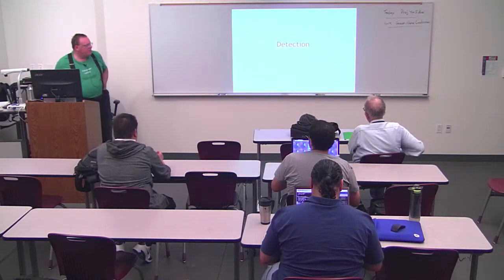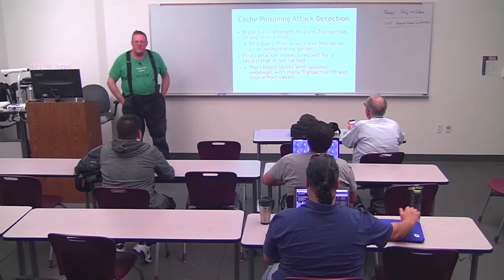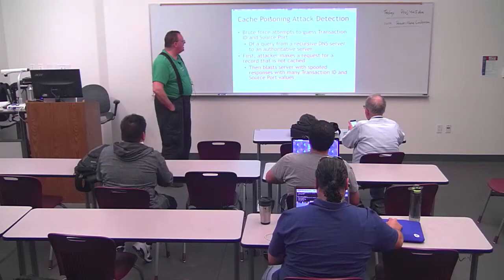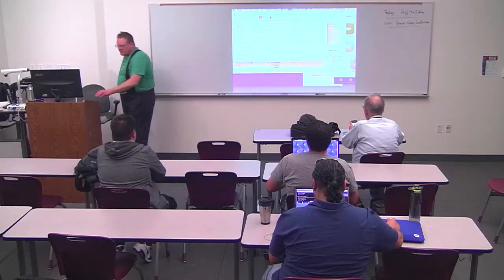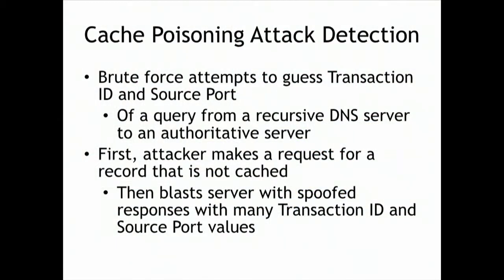All right, so now we'll talk about how you detect attacks. Cache poisoning, which we talked about, the Kaminsky attack, where you send many replies. So what happens is the attacker makes a request for a record that is not already in the cache, and then they try to answer their own question by blasting it with many, many responses, hoping to get the right mixture of transaction ID and source port. And if they do that, they will succeed in tricking the server into storing the wrong value.